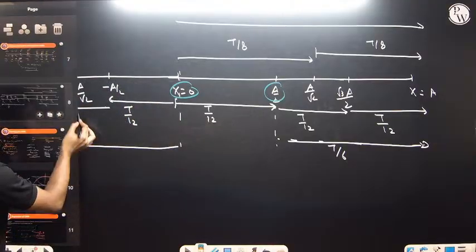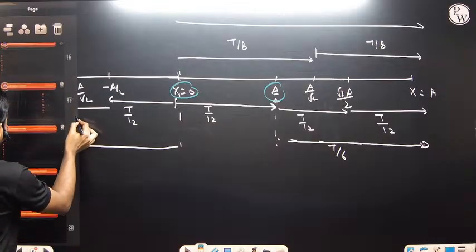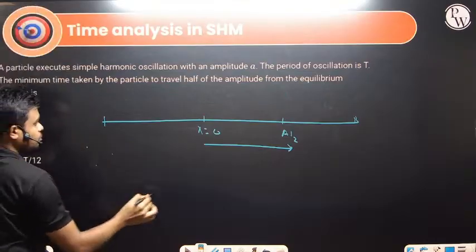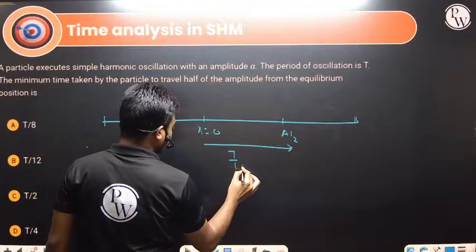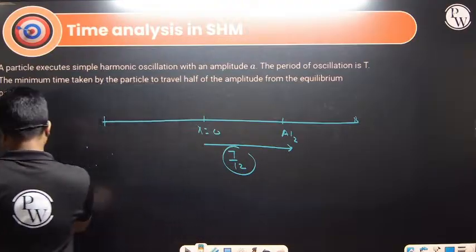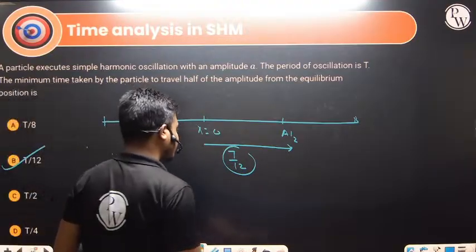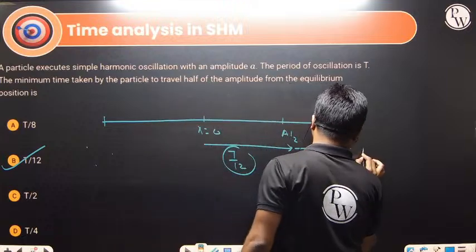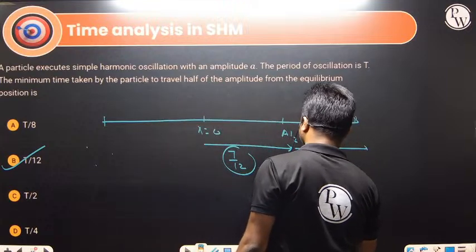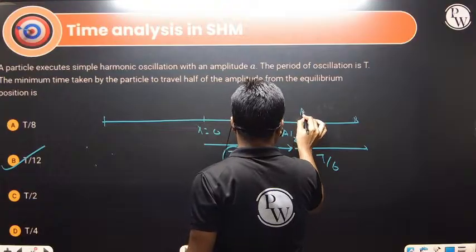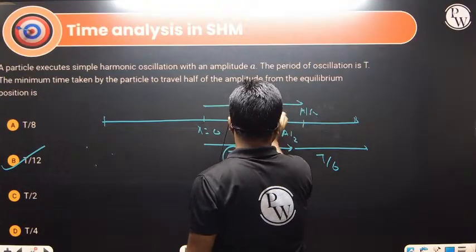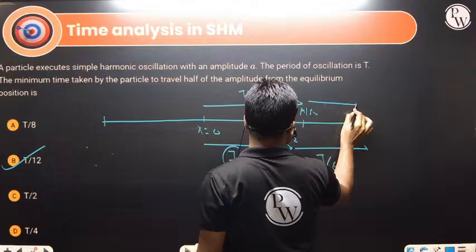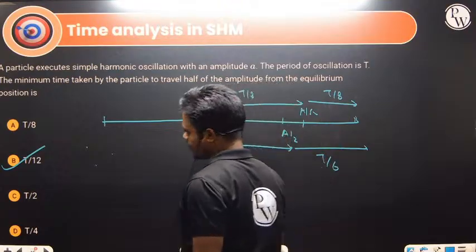Okay, so it will take a time of T by 12. So I'll be writing x equals 0 to x equals A by 2, time will be T by 12. That's it. No further question is asking. If they're asking for x equals A by 2 to x equals A, this will be T by 6. If they're asking from here to here, that is T by 8. From this side to this side, that is again T by 8.